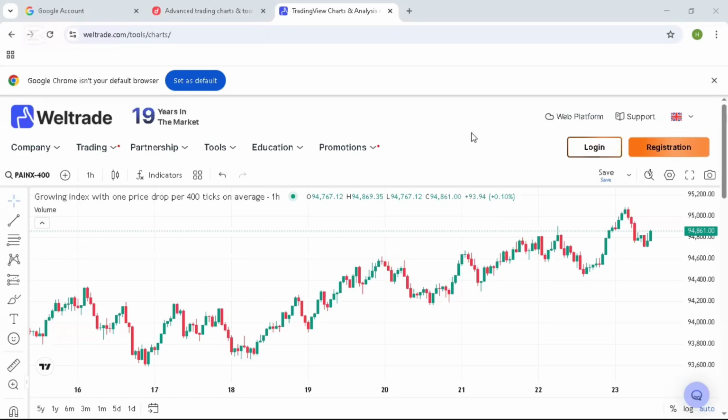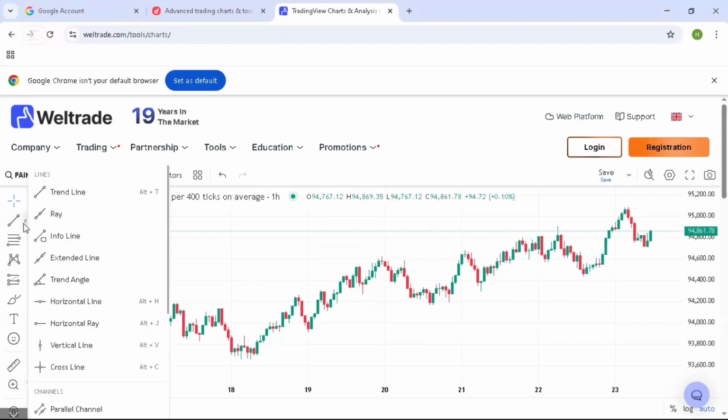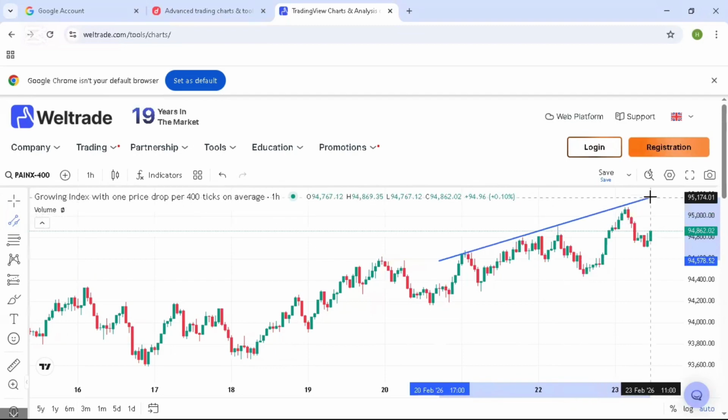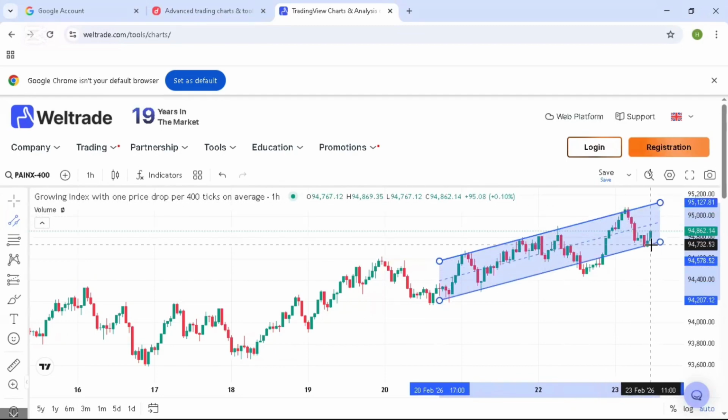So basically, you should check the overall trend before you do anything. For instance, here we can see that on Pain 400, the market is going up. As you can see, even if I try to draw my channel, we are going to see that it is an ascending channel. That is showing us that the market is going up. For instance, here this is what is happening.